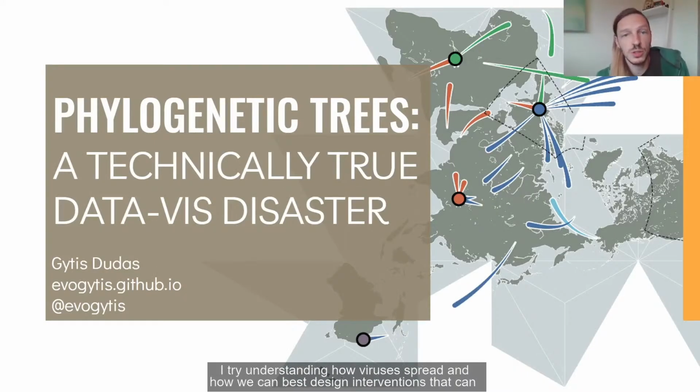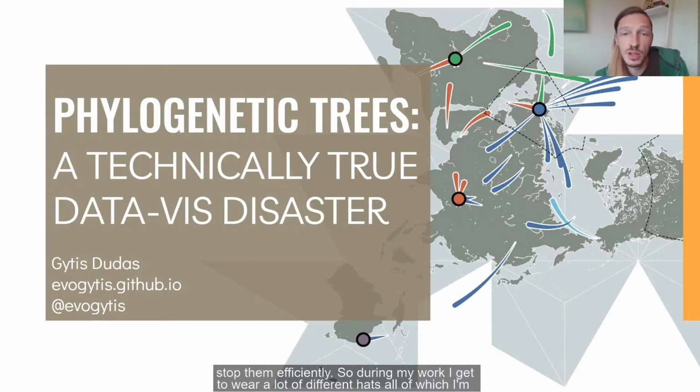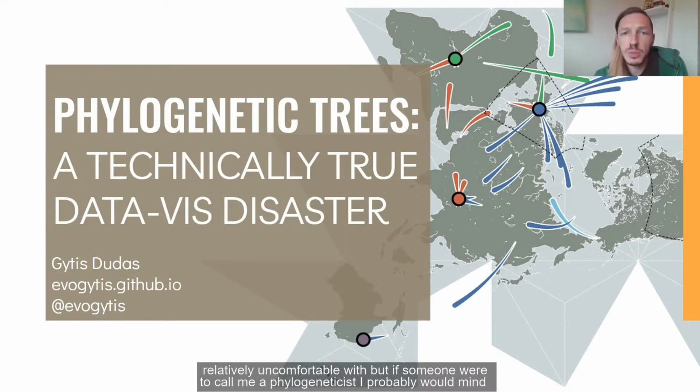Hi, my name is Gus Dudas, and I study how viruses evolve, and through their evolution I try understanding how viruses spread and how we can best design interventions that can stop them efficiently. So during my work I get to wear a lot of different hats, all of which I'm relatively uncomfortable with, but if someone were to call me a phylogeneticist, I probably would mind that the least.